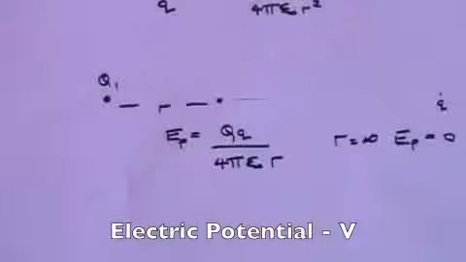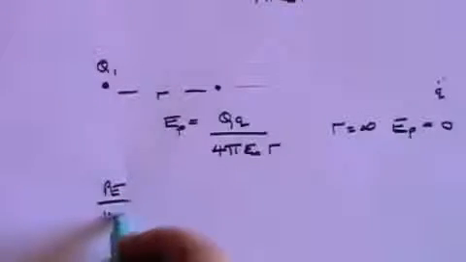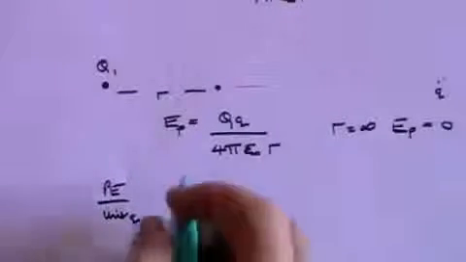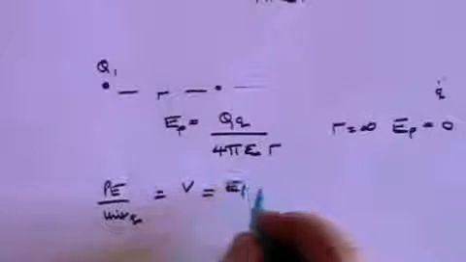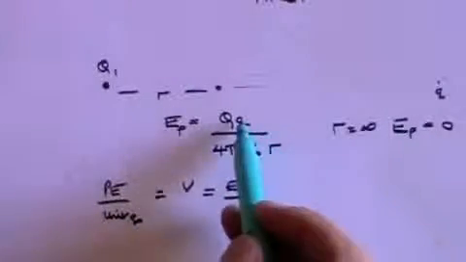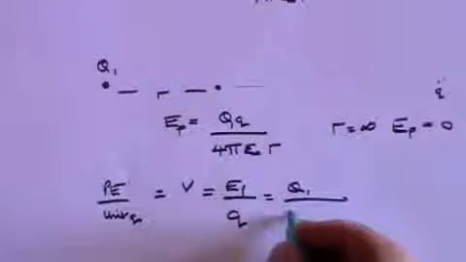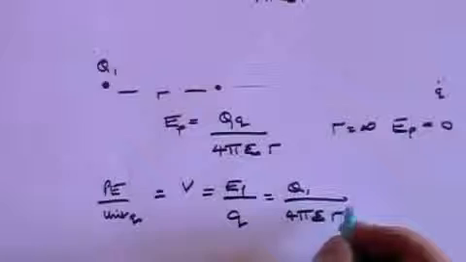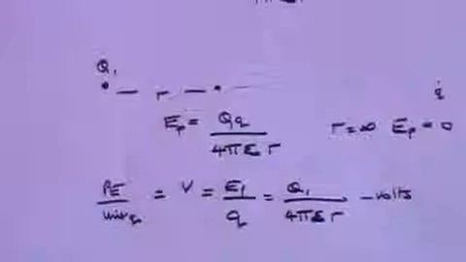Now, the electric potential is the potential energy per unit charge. And that's given the term V. And we express that in volts. And that's EP, the potential energy, divided by q. And if you take EP divided by q, then that's simply Q1 divided by 4 pi epsilon naught r. And that, as I've said, is expressed in volts.